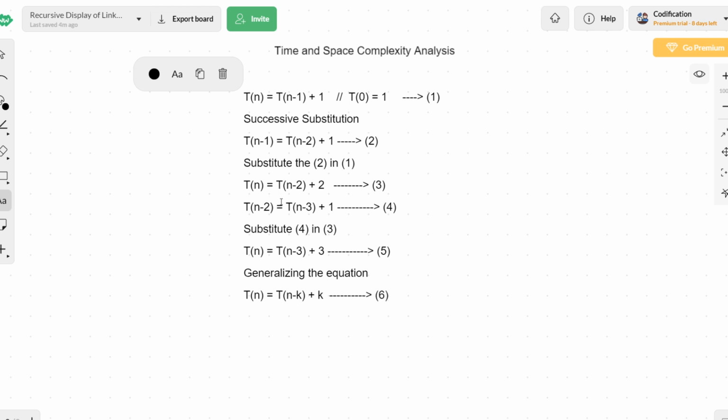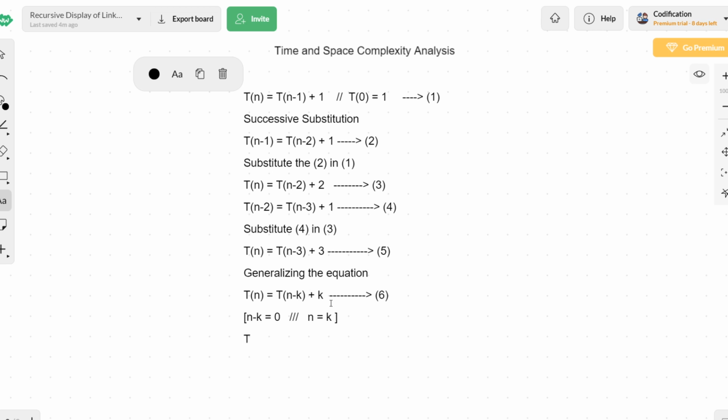Now this will keep on going. The k value will be 1, 2, 3, 4, 5, 6, until there is no node left to be printed. So the argument has to become 0. That argument, n minus k, has to become 0. Moving minus k to the right side, it becomes plus k. So if n is equal to k, then automatically n minus k will be equal to 0. That's the only possibility.